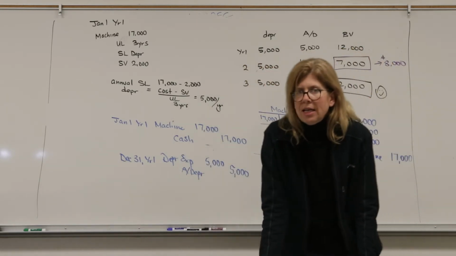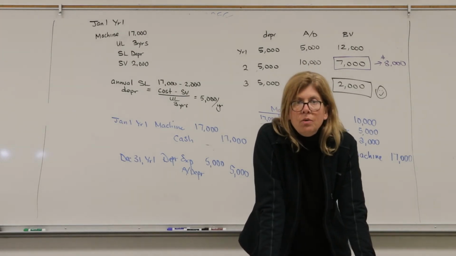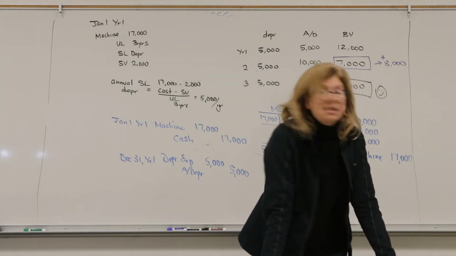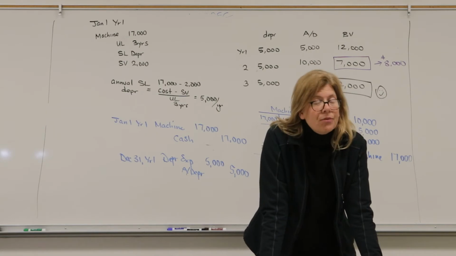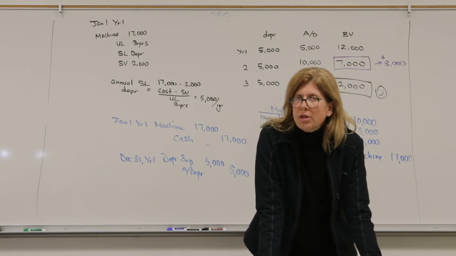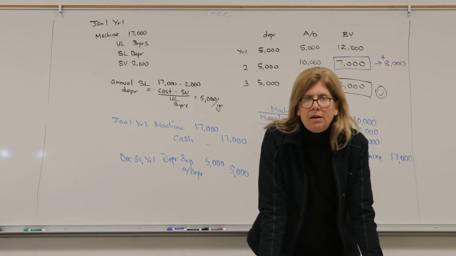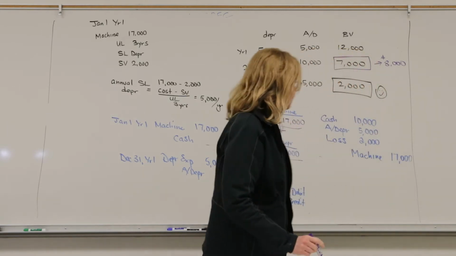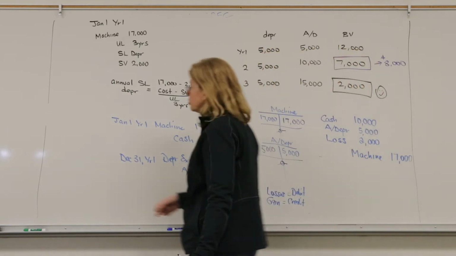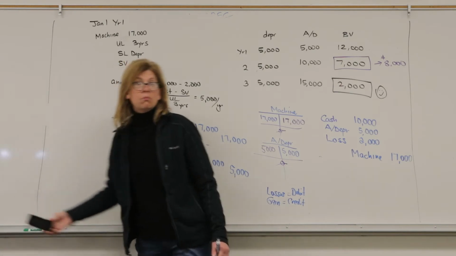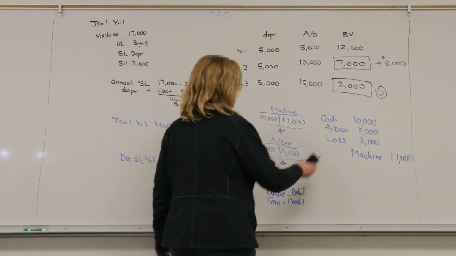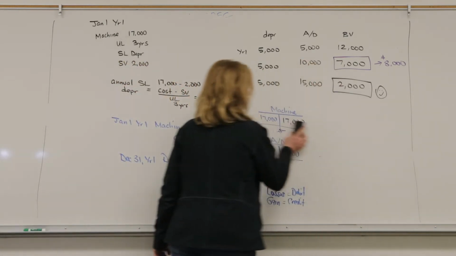So if I sell this asset at the end of year two, when it is on our books for $7,000, and I sell it for $8,000, do you agree that we've had a gain of $1,000? So if that's the case, it says, prepare the journal entries from the inception of time until we sell it. So we can do that.